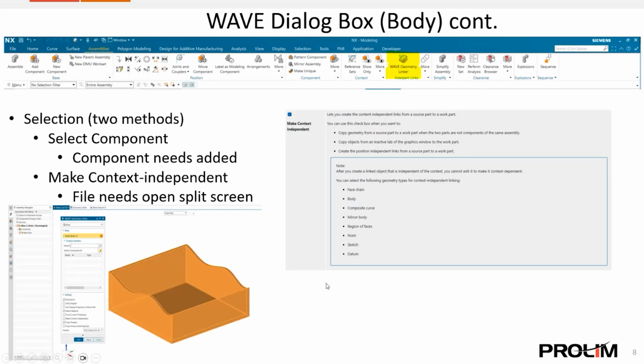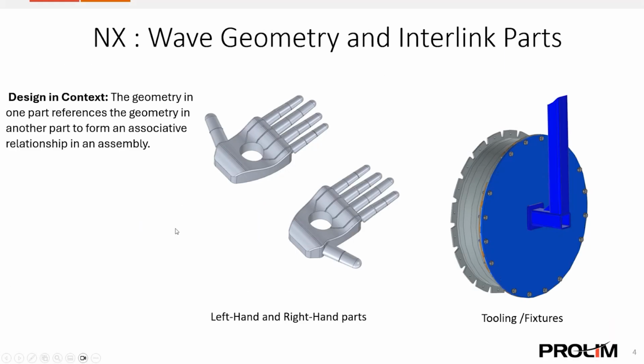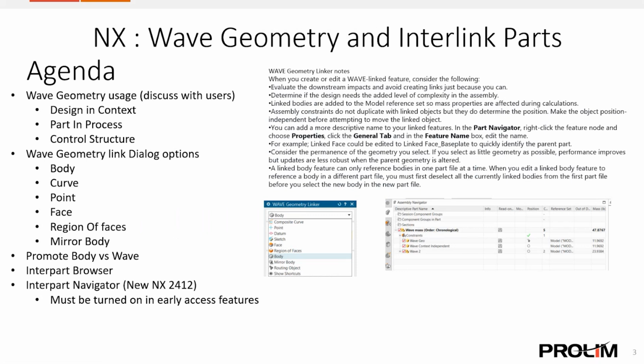So let's go to the very top here. What I've shown you guys real quick, just to go through, we went in and we talked about design and context, part and process, and control structure. We then went into the geometry and we talked about the different options. From there, we talked about body versus wave. Promoted body versus wave. Interpart browser. I've shown you guys that, and the Interpart navigator.